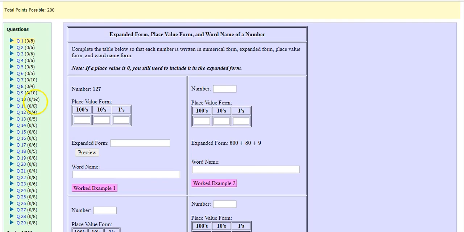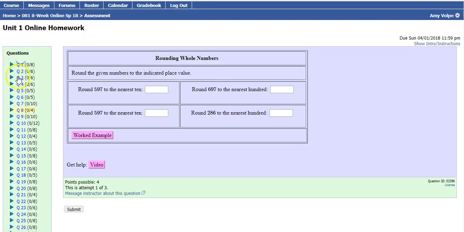Okay, so let's look at a shorter one. You can skip around. Okay, so this is number 8. Okay, notice the worked example. There's also a video link back to the media lesson video that was like this. So you can watch that if you'd prefer that to the worked example. Right here it says message instructor about this question. So if the worked example isn't helping, the video isn't helping, you can click on this.